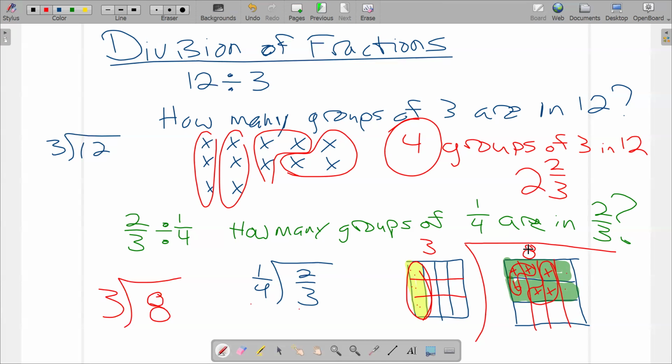This is hard. Division's even harder than multiplication. That's the last part of this activity. Should we do one more? Think you got it? Okay.